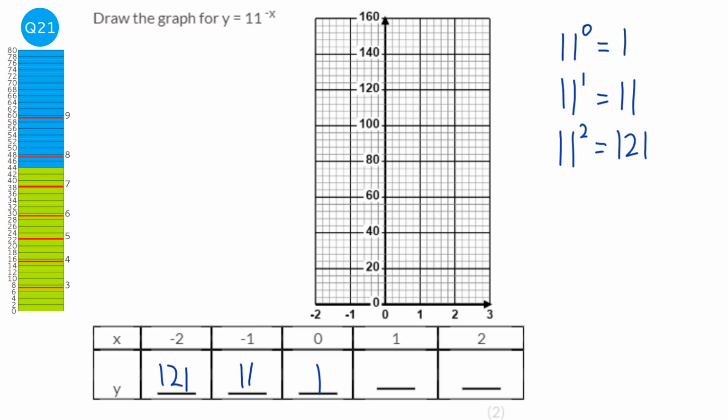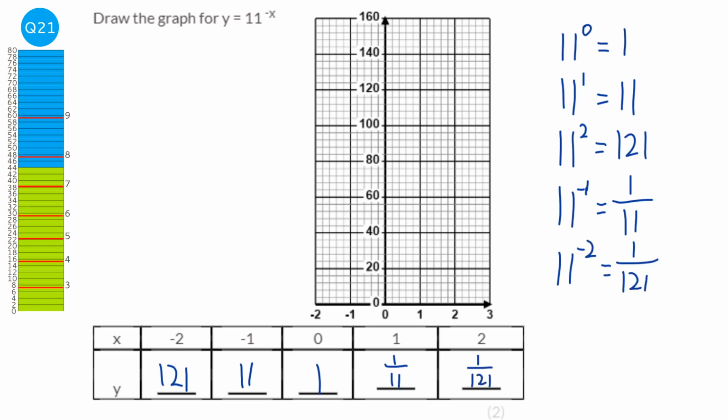Now, when we have 11 to the power of minus 1, we know a negative just puts a 1 over it. So it's 1 over 11 to the power of 1, which is just 1 over 11. So this will be 1 over 11. And then, similarly, 11 to the power of minus 2 would just be 1 over 11 squared, which would be 1 over 121.